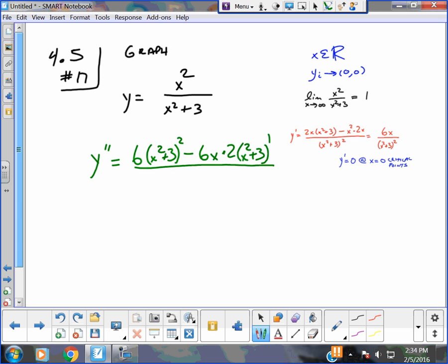Reduce the power by 1. It's a chain rule, right? And then the inside derivative is 2x. All over x squared plus 3 quantity squared squared, which is to the 4th.